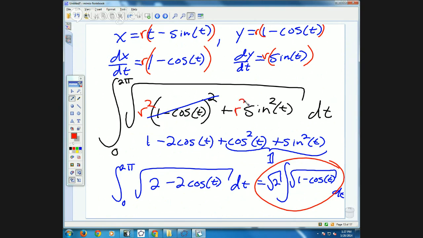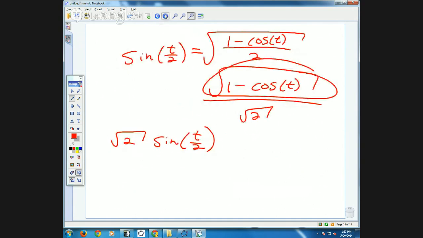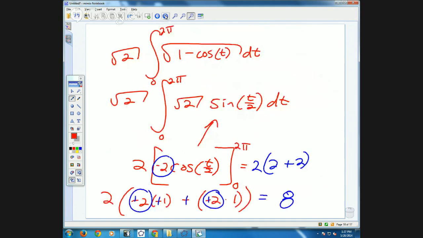Here I will have another r squared. And we can pull out that common factor, right? What's the square root of r squared? r just gets carried along. Constant multiple. So in general, if we roll a circle of radius r, the arc length would be 8r.